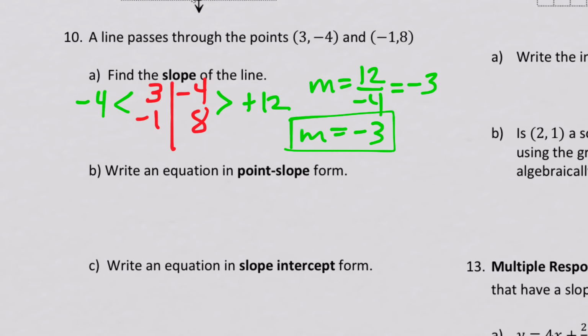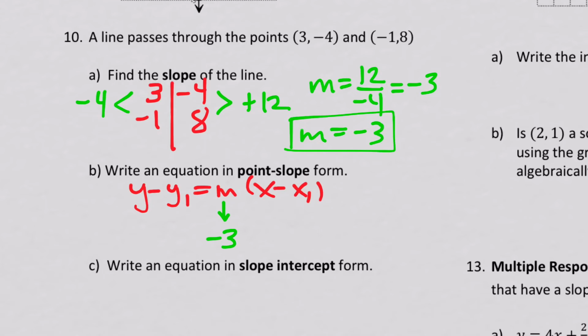Point slope form, to remind you of what that is: y minus y sub 1 equals m times x minus x sub 1. And I need to find two different things. I need to have a point, and I need to have a slope. So I just found the slope to be negative 3. So in writing this new equation, I can put that here. That's negative 3. But what I got to do is I got to pick a point.